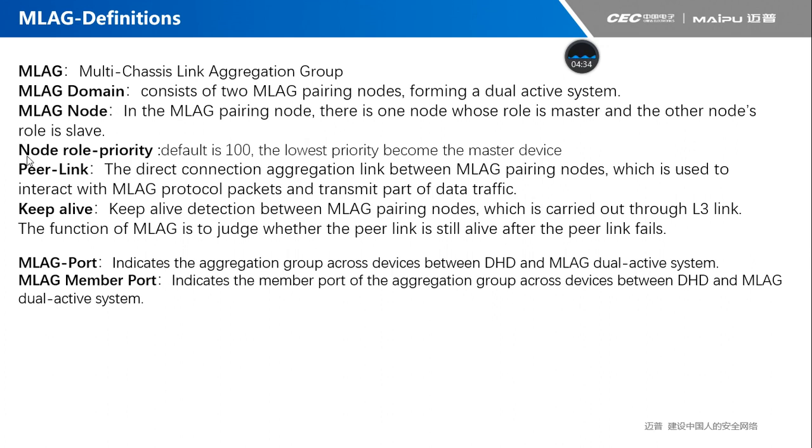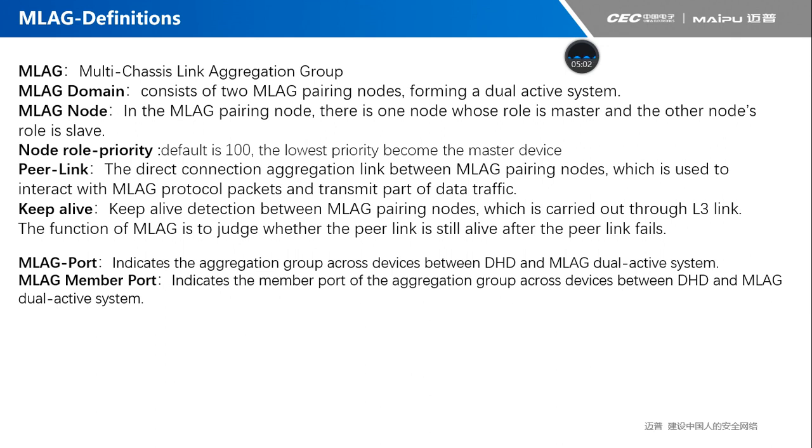For every node it has a priority. The default priority is 100. The lowest priority will become the master device. For example, one node priority is 100 and another node priority is 20. So the device with 20 will become the master device.